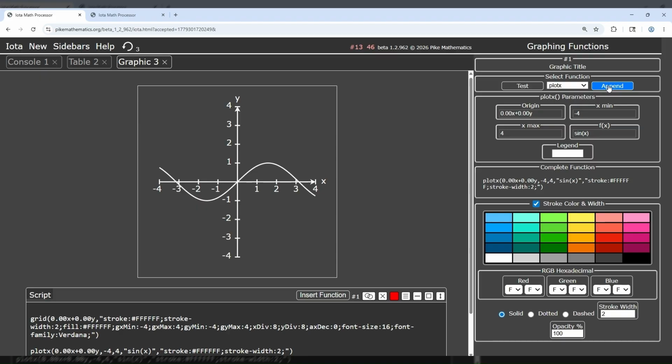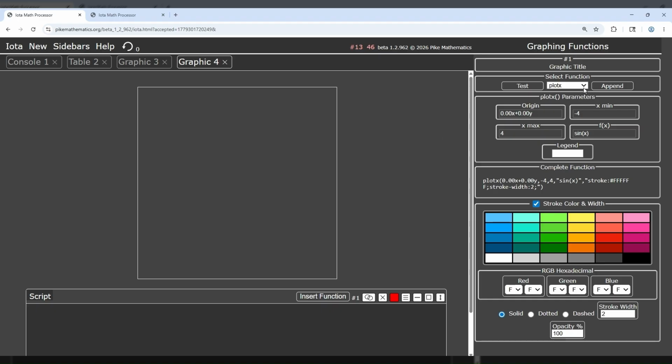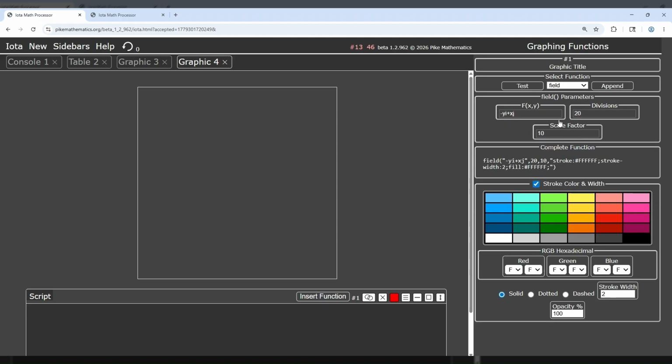There we go. So there's the sine function laid on top of a grid. I also want to show you, let me open up a new graphic. This is a new feature we just created: field. I won't go into a whole lot of detail here, but in future videos, when I talk about vector calculus, we'll talk about it. This will actually graph vector fields.